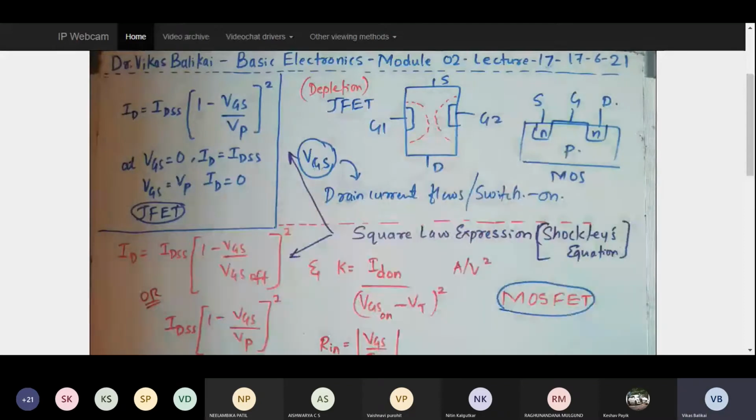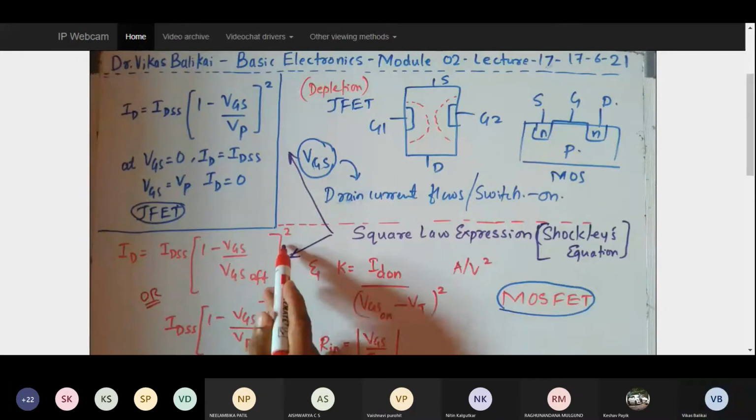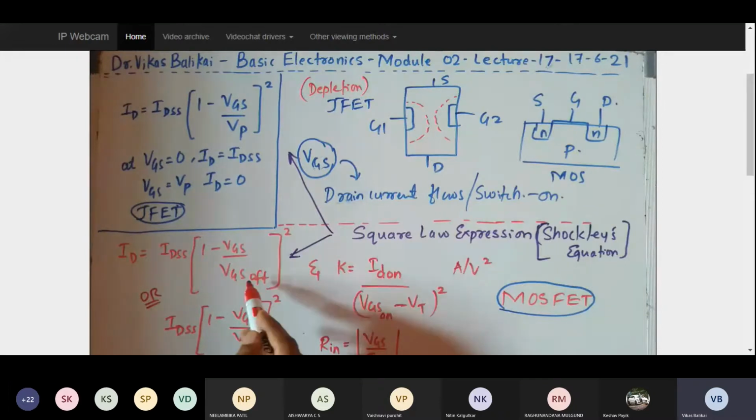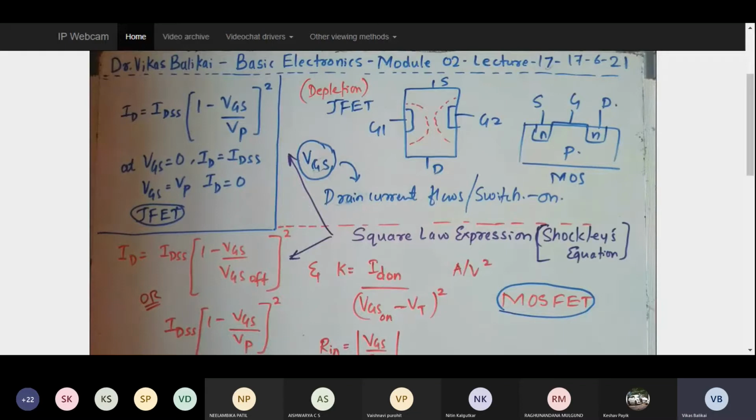On similar lines, if I talk about my MOSFET, the same thing can be achieved. ID is equal to IDSS multiplied by (1 minus VGS divided by VGS off) whole square. Here VGS off can also be replaced with VP, and the entire phenomenon is the same. So depending on my VGS, my current will start to flow, and based on that I'll be able to get the maximum or minimum current. So this is my expression for the drain current equation.